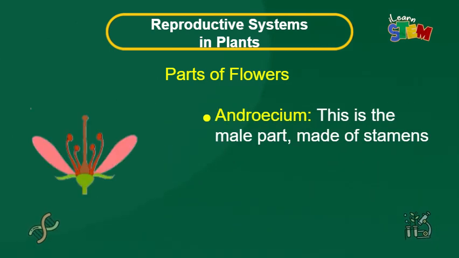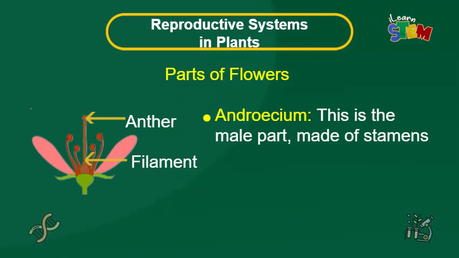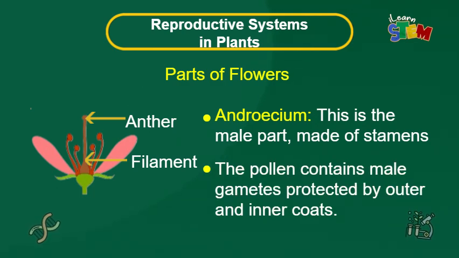3. Androecium. This is the male part, made of stamens. Each stamen has 1. A filament, also known as a stalk. 2. An anther that produces pollen grains. The pollen contains male gametes protected by outer and inner coats.